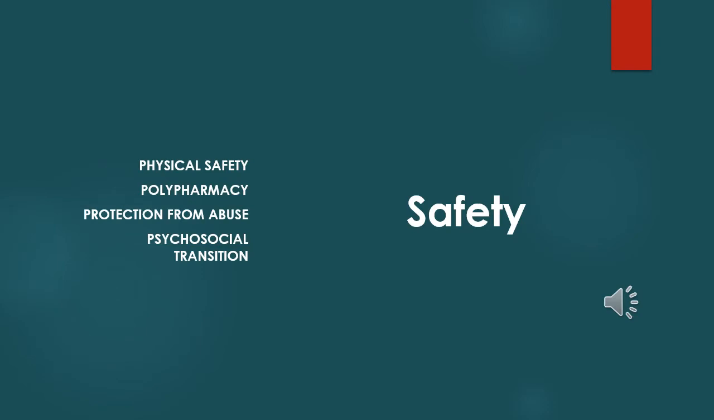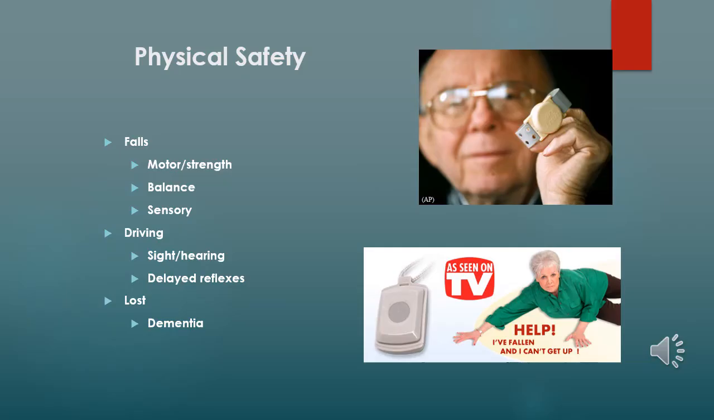Okay, so now we're moving on to safety, and of course safety is a priority for any developmental age. Physical safety and polypharmacy concerns are very common for elderly clients, and protecting them from abuse, and also making sure that their psychosocial transition is okay, as they are making a transition from younger adult to older adult, and this really is a process. In this slide, we're going to talk about physical safety.